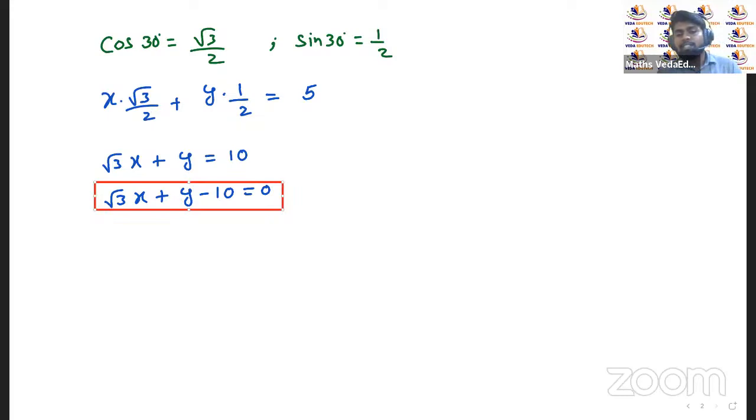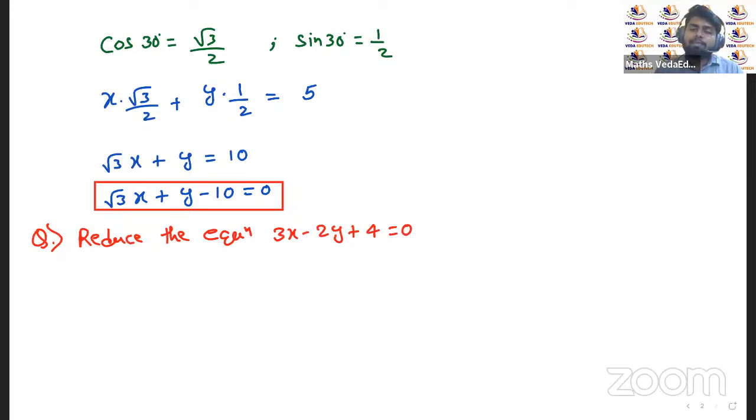Now similarly, one more question is for you. The next question is: reduce the equation 3x minus 2y plus 4 equal to 0 to the intercept form, and find the length of the segment intercepted between the axes.